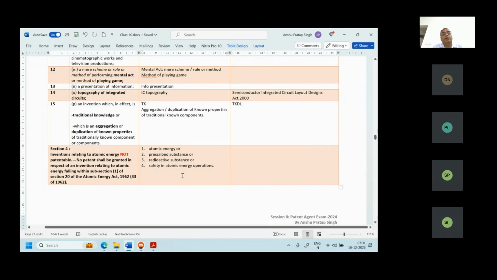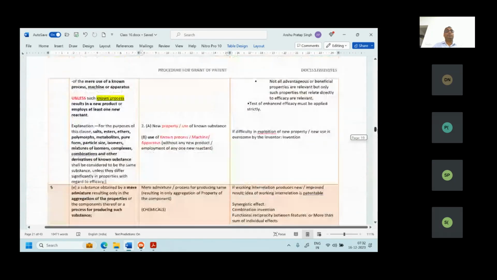First is the atomic energy related inventions. If prescribed substances or radioactive substances are there, or safety in atomic energy operations, if your invention relates to these, you will not get a patent because that is not a patentable subject.